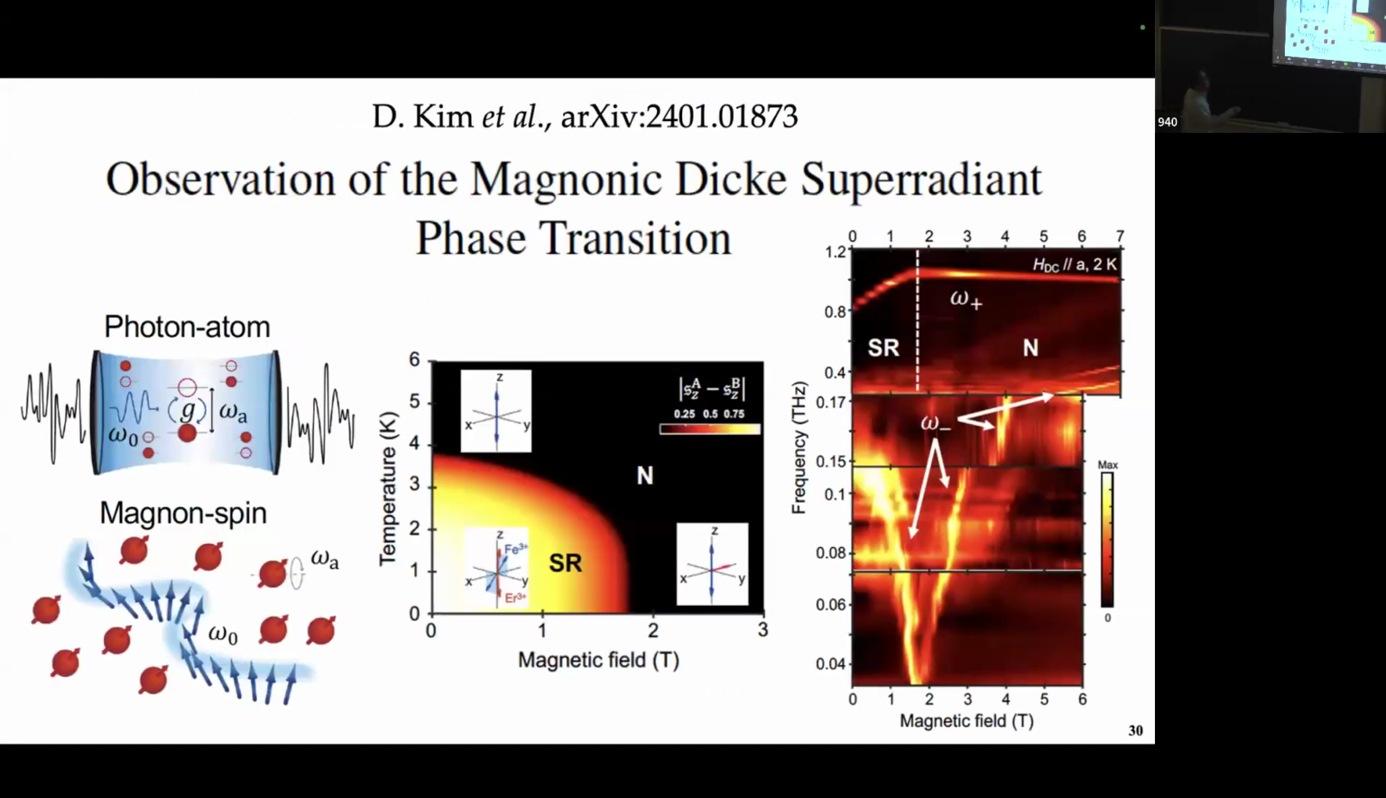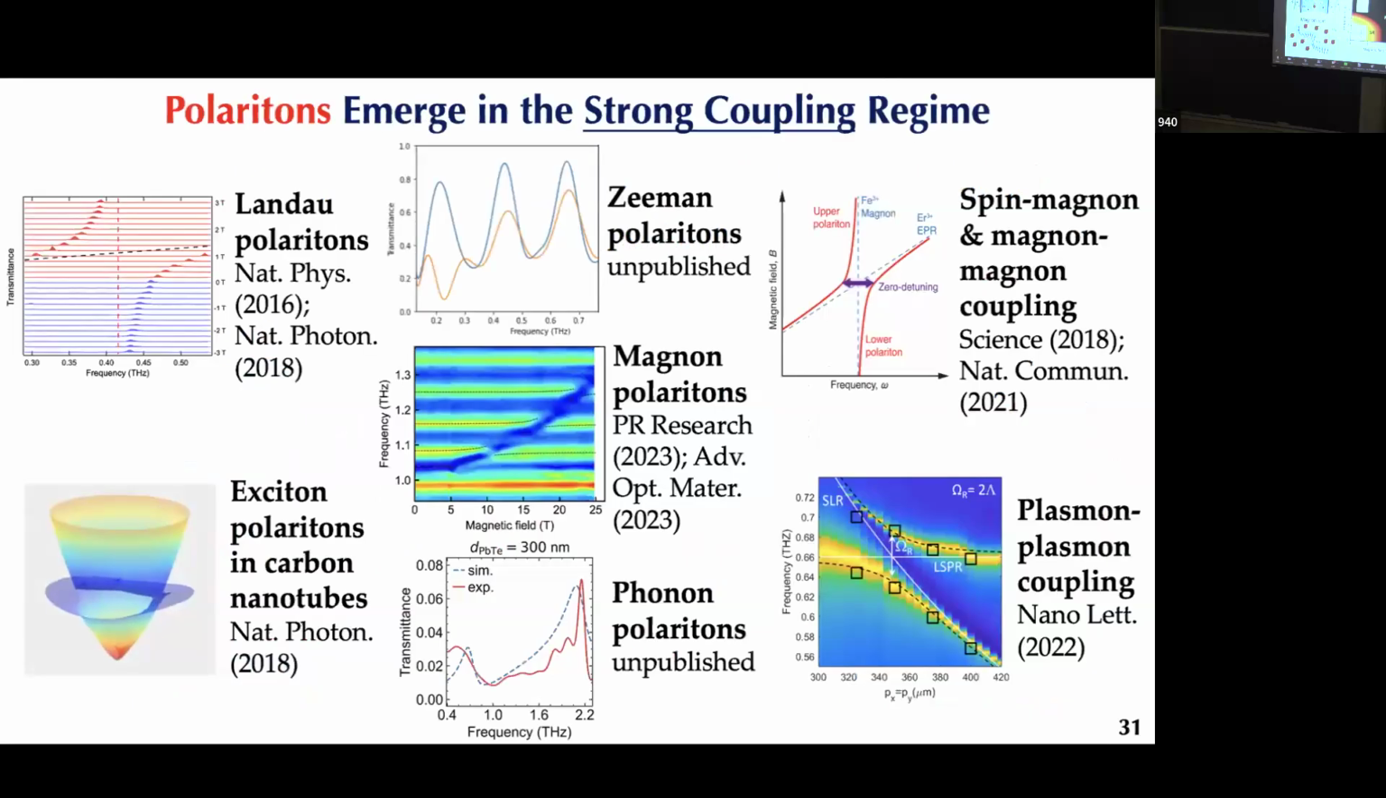So I want to highlight this. We found a new magnetic system which has an analogy to the light-matter coupling system. Instead of photon-atom coupling, we have magnon-spin coupling. The role of photons is played by magnons, and the role of two-level atoms is played by spins in a certain antiferromagnetic insulator. And we have spectroscopic evidence of a magnonic version of the Dicke superradiant phase transition. This is one of the many systems that we are working on right now.